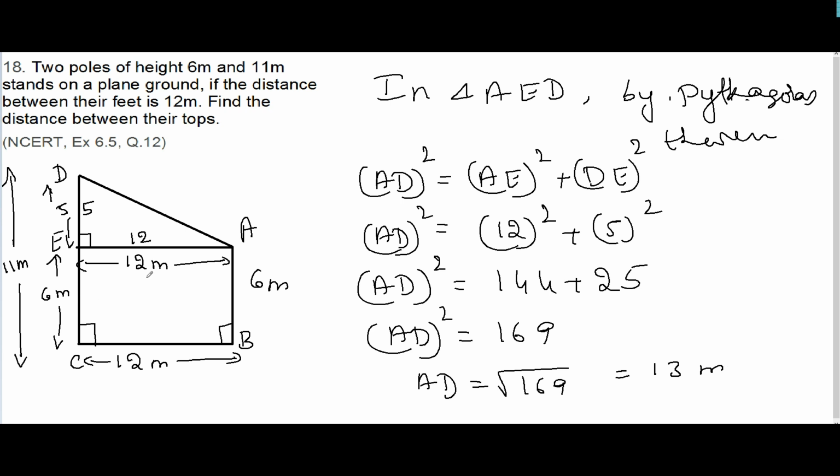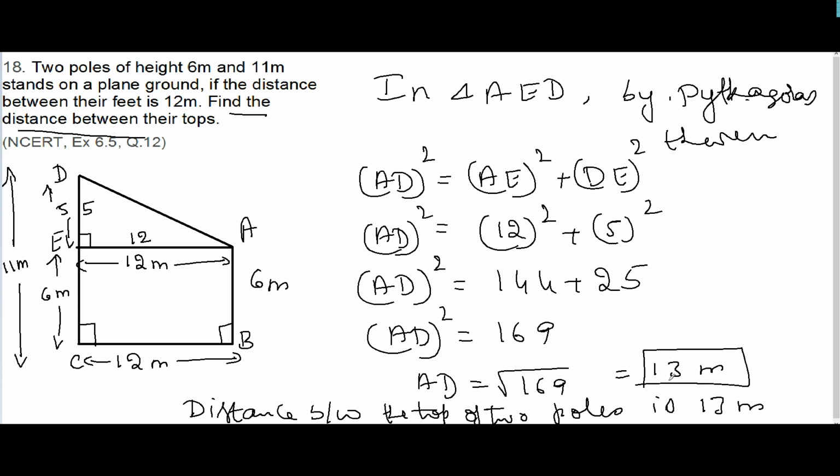Everything is in meters, so you take the meter. Whatever the question asked, conclude your answer accordingly. The question is, you have to find the distance between the tops of the two poles. So, the distance between the tops of the two poles is 13 meter. You can bracket your answer also.